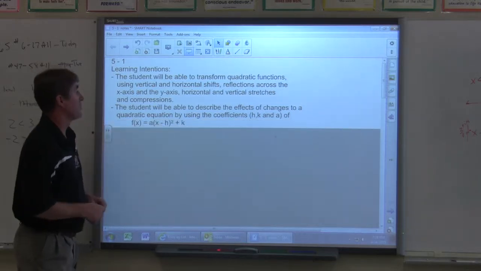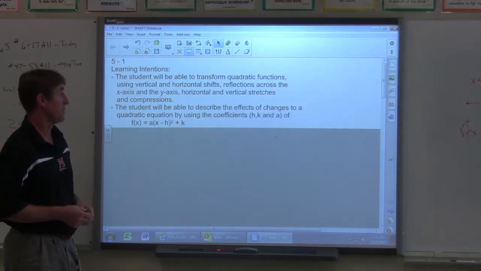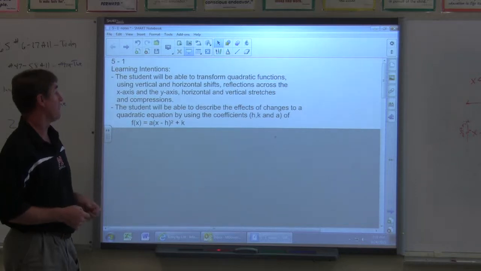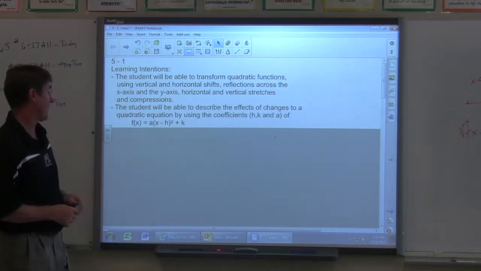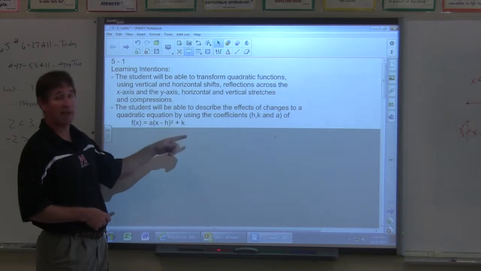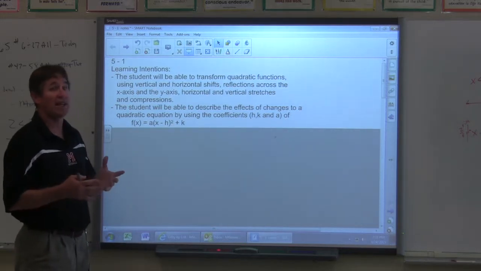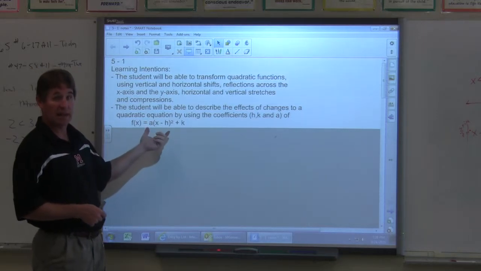The student will be able to transform quadratic functions using vertical and horizontal shifts, reflections across the x-axis and the y-axis, horizontal and vertical stretches and compressions. And the student will also be able to describe the effects of changes to a quadratic function by using the coefficients of h, k, and a of the function f of x equals a times x minus h squared plus k.